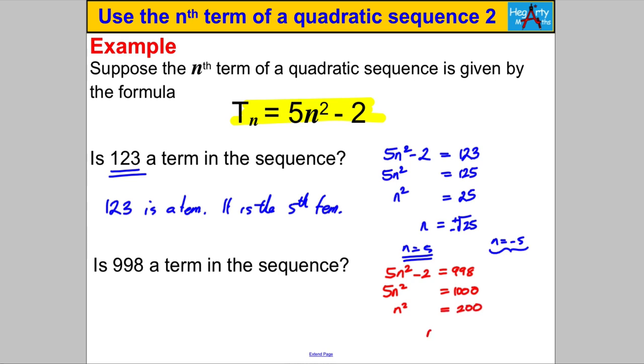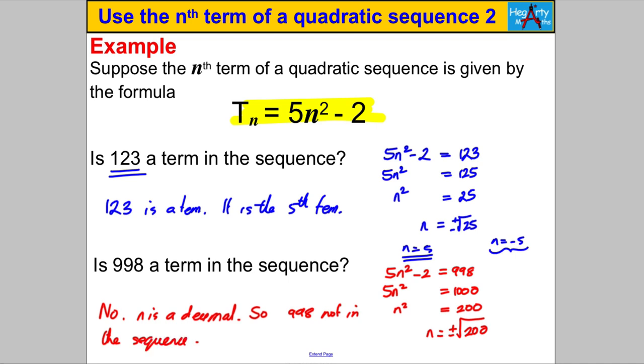And if I try to take the square root of 200, positive or negative, if you type in the square root of 200 on your calculator, 200 is not a perfect square and you get a surd. So therefore the answer is no, n is a decimal, so 998 is not in the sequence.